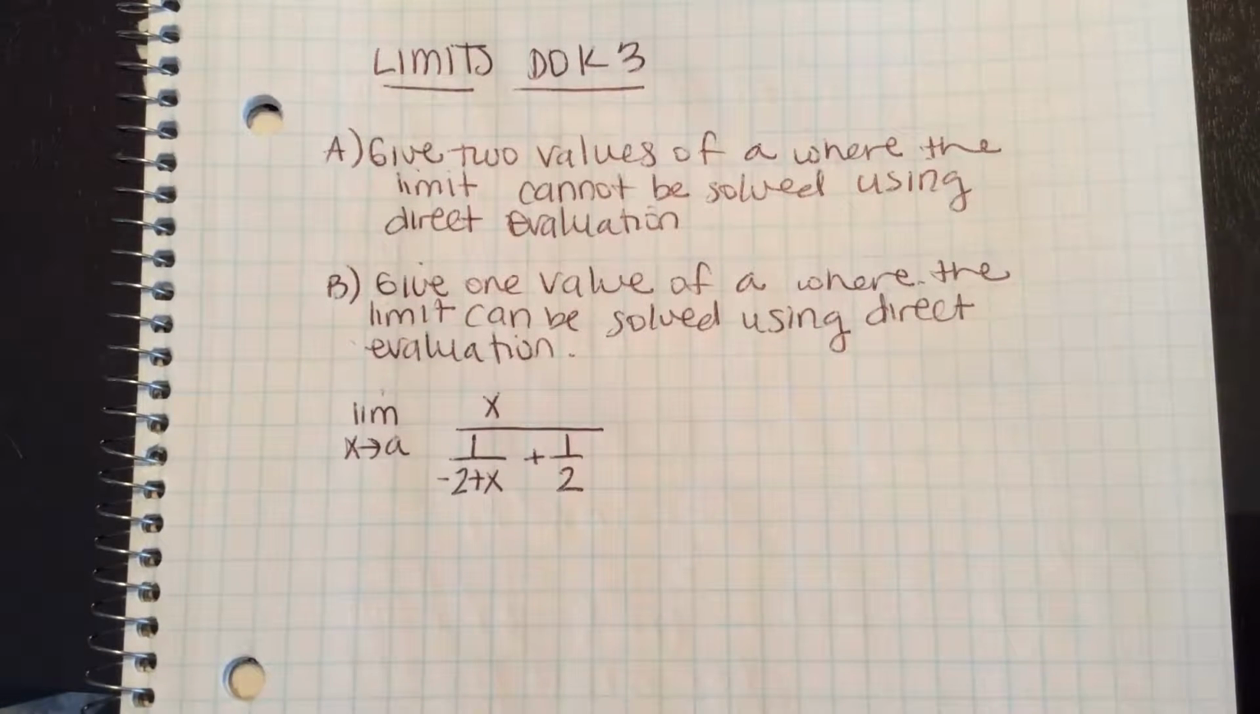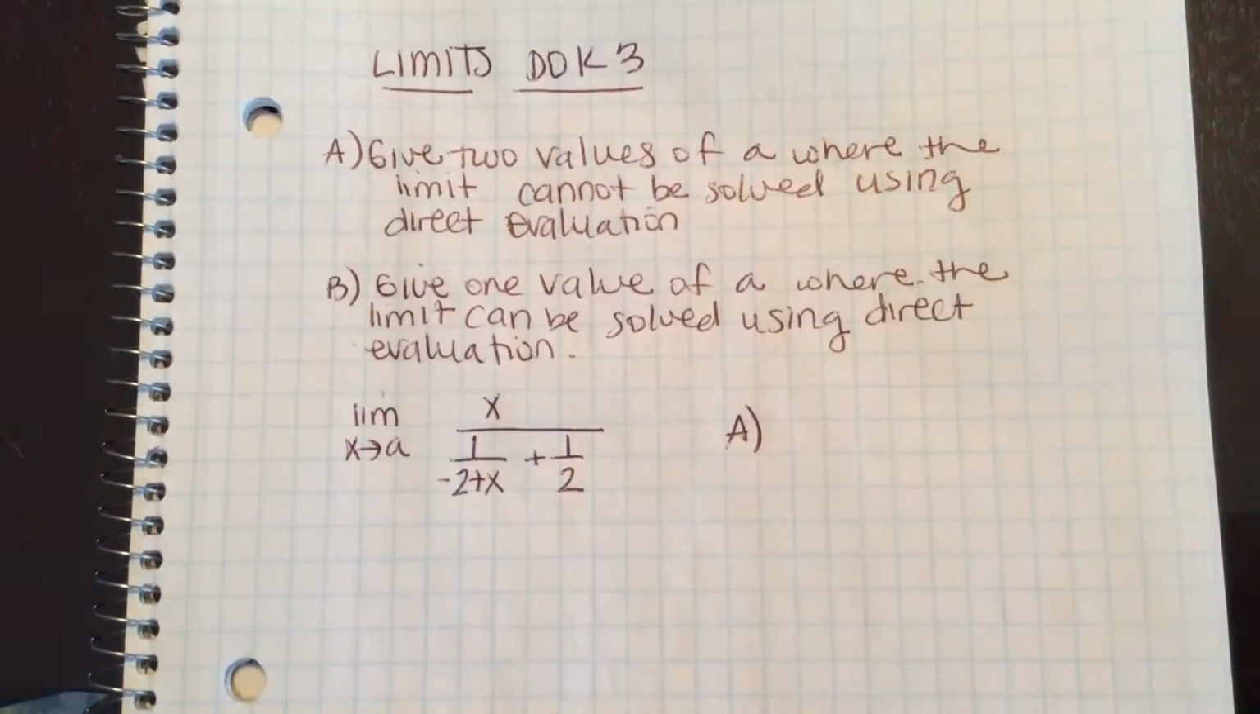Hey guys, here's one of the DOK3 problems from your limits page. So this is a two-part question. First, they want to give two values of A where the limit cannot be solved using direct evaluation. So that means what A values can we not just plug in order to find the limit?